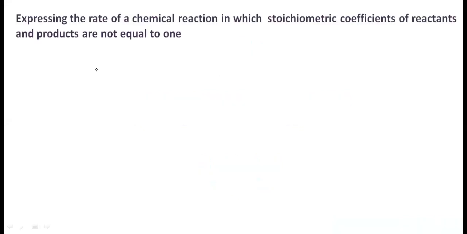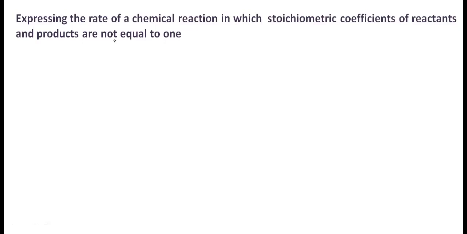First, we'll focus now: if the stoichiometric coefficients of the reactants and products are not equal to 1, then how to represent or express the rate of a chemical reaction we'll try to learn. So this will be a very important numerical based type question for 1 mark and 2 mark, and important for competitive exam also.